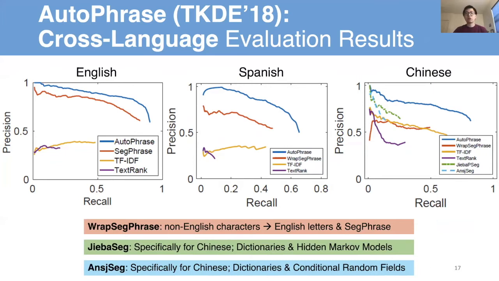I also would like to highlight that on the Chinese data set, we compare with the popular supervised Chinese phrase mining methods, JIEBA segmentation and ANSJ segmentation. They use conditional random fields and a hidden Markov model trained on annotated corpora. As you can see here, AutoPhrase always performs the best. There's a huge gap between AutoPhrase and SegPhrase, especially on non-English corpora. And also, we can outperform the supervised Chinese segmentation models, which is really encouraging.